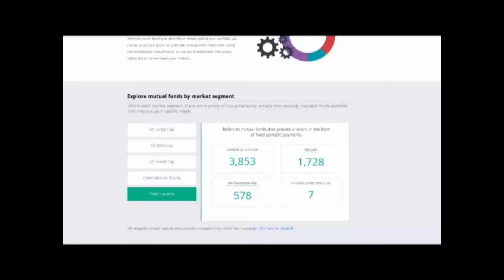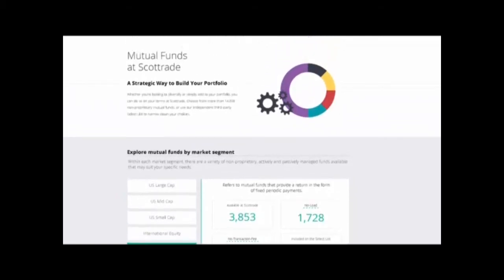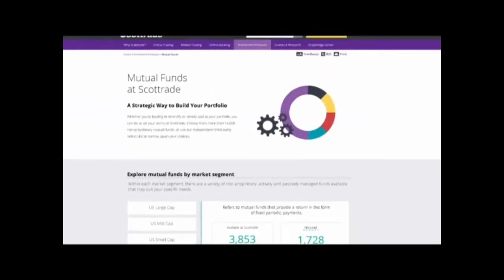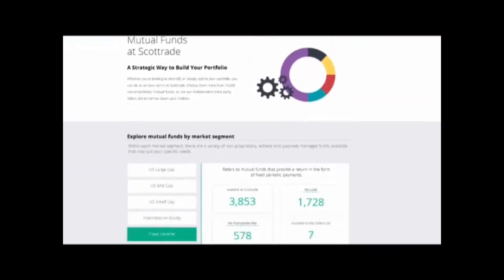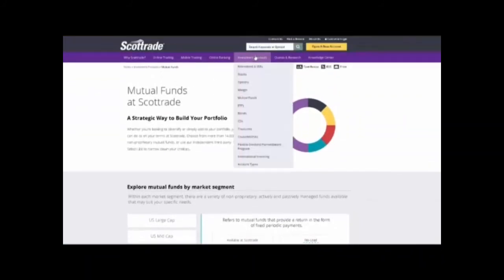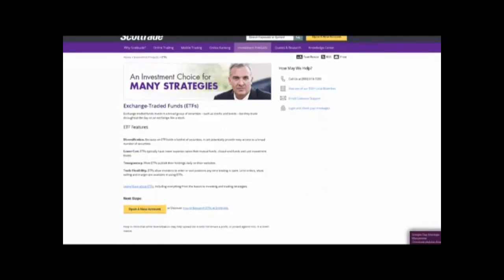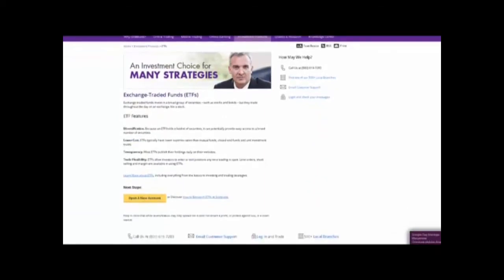Now, if you look at this, as they say, it's a strategic way to build your portfolio, whether you're looking into diversifying or otherwise. Now, if you look at more of their investment products at Scottrade and go down to exchange-traded funds, electronically traded as most things are nowadays, you have an ETF. It's good for diversification, lower costs, transparency, all sorts of things like that.